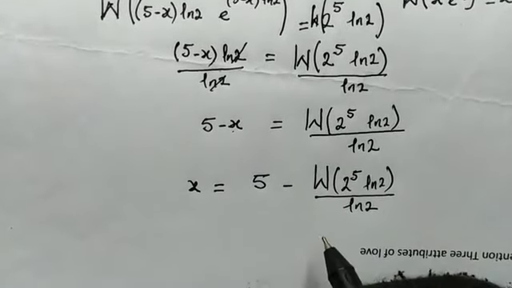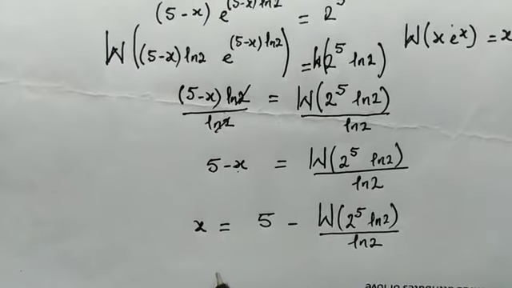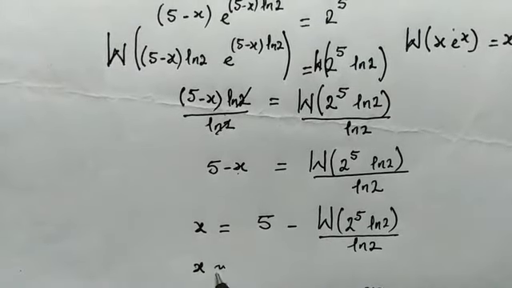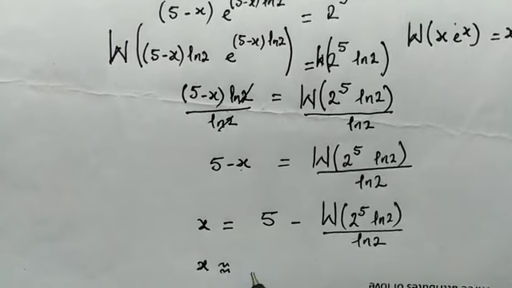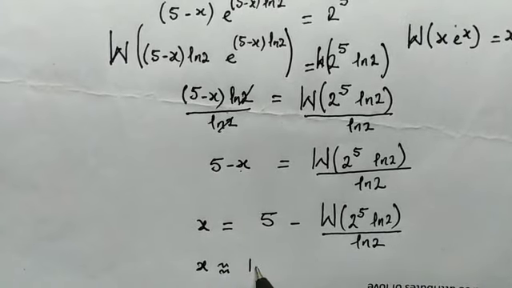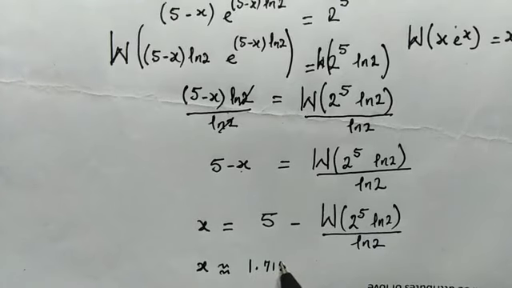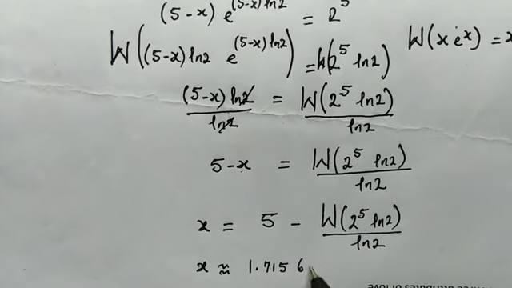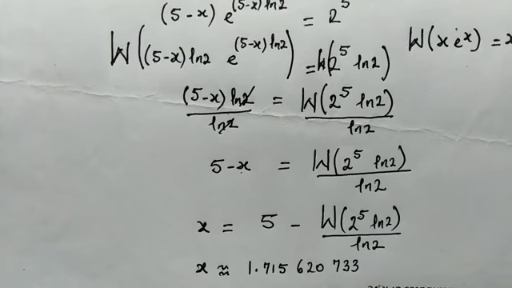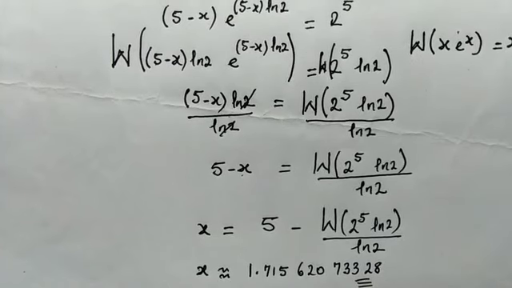When I use my calculator, I found out that this has a nice approximation. So we have this approximately equal to 1.715620733 28, and this is the correct answer.